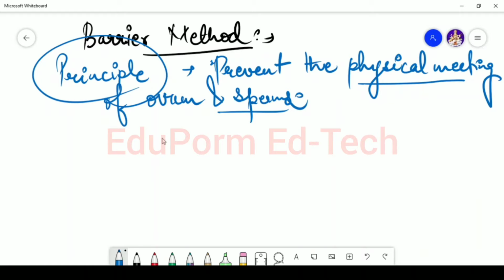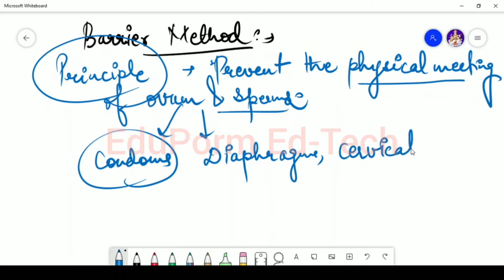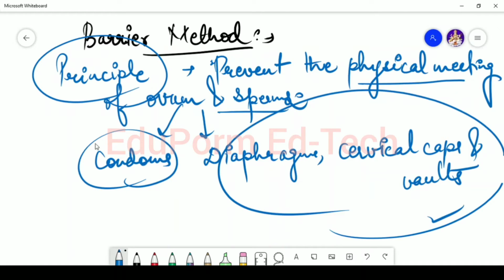And how is it practiced? By the help of condoms or diaphragms, cervical caps, and vaults. Okay, now these are the two kinds of barrier methods. Now let's study about the first method.